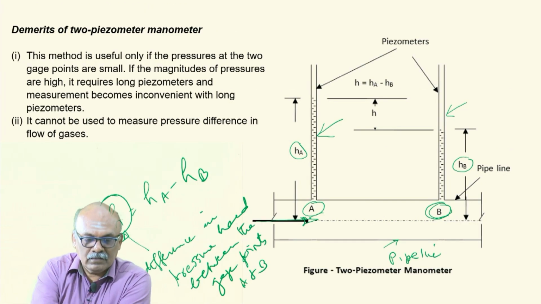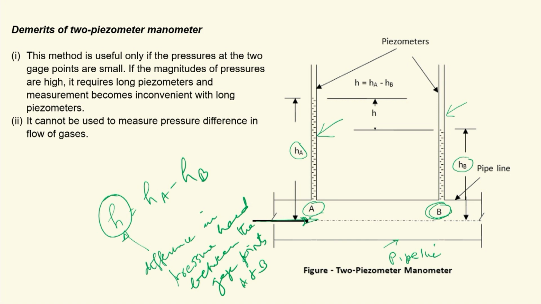So this method, what are the demerits? Like we discussed the demerits in piezometer, here the demerit is that it is useful only if the pressures at the two gauge points are small. Piezometers, we discussed, are used for measuring only moderate pressures. They cannot be used for measuring high pressures, particularly of lighter liquids. So when the pressure difference is small between the gauge points, then you can use this two piezometer manometer. If the magnitudes of pressures are high, it requires long piezometers and it becomes inconvenient to measure the pressure difference.